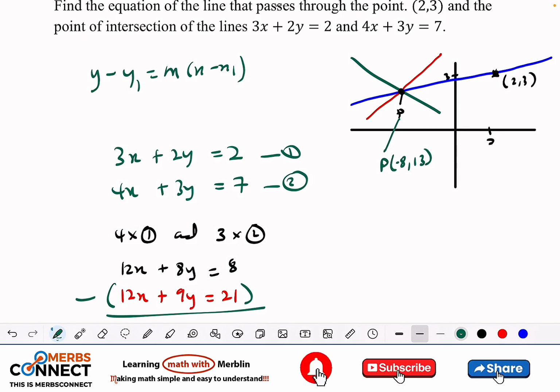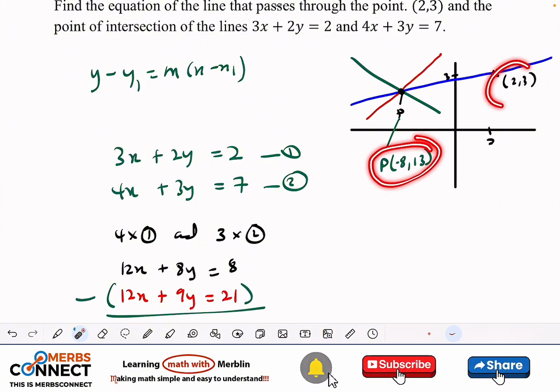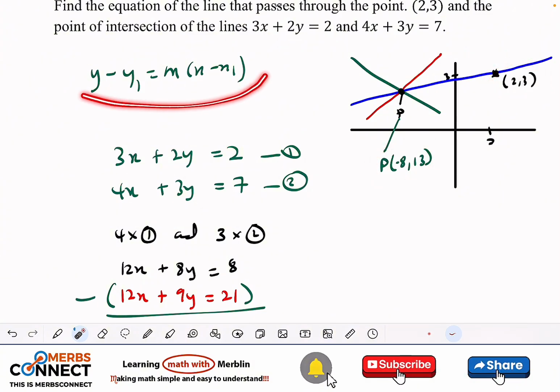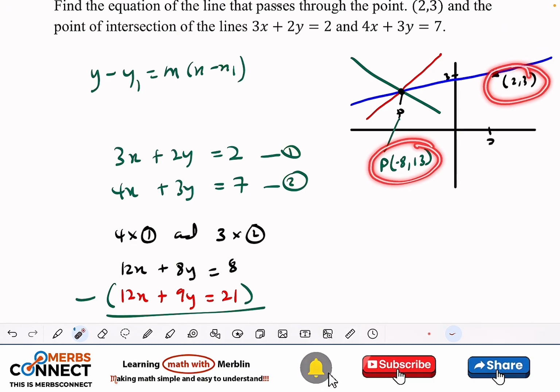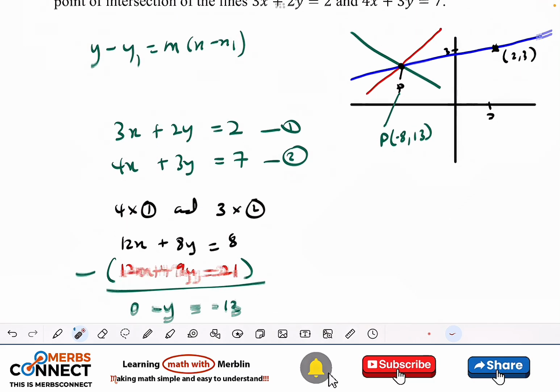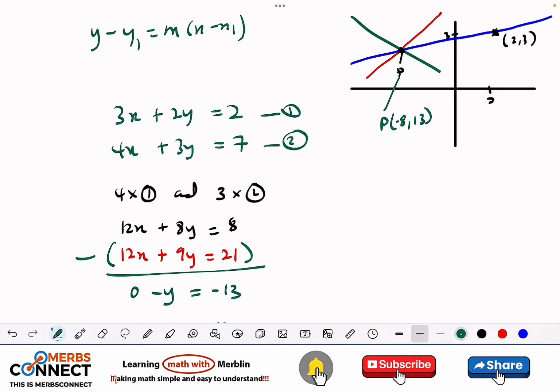Now that we have the 2 points, and we know the equation of the line, we need to use this point and this point to find the slope, and then we just plug them in. So what is the slope? Let me assume that this is A. So the slope is equal to the change in y over the change in x.